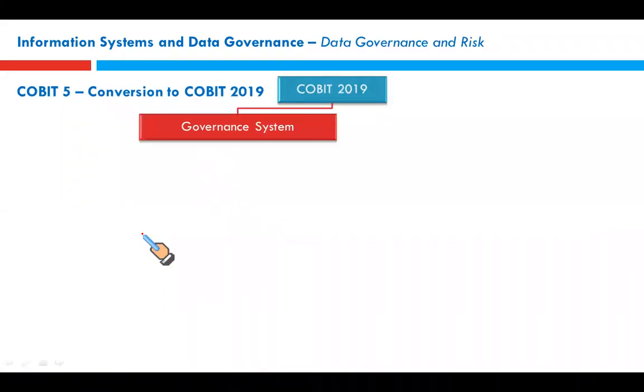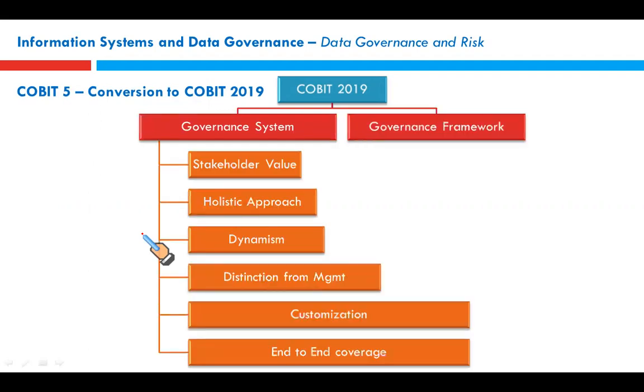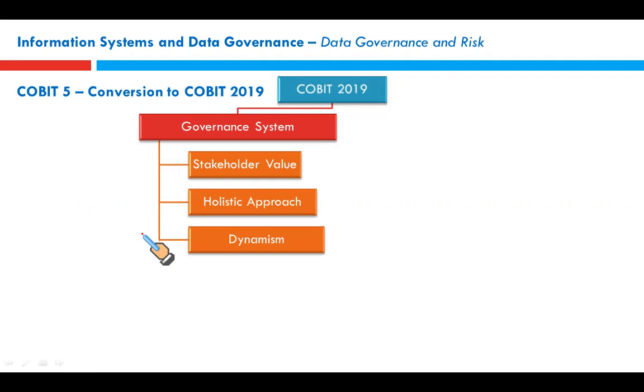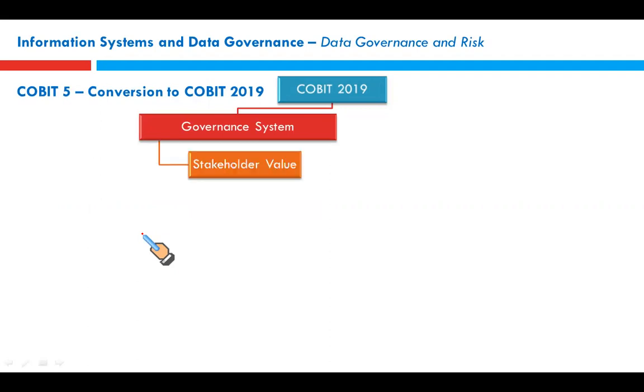COBIT 2019 says that governance system and the governance framework must be segregated. I will explain these ideas first, one by one. First, governance system. Governance system has 6 principles. Let us discuss these principles one by one. Stakeholders' value means your information system should be able to generate value, generate benefit. When we say value, that means benefit.